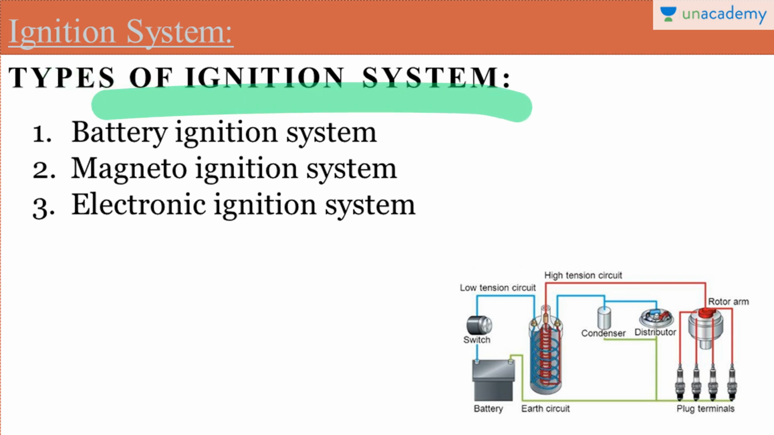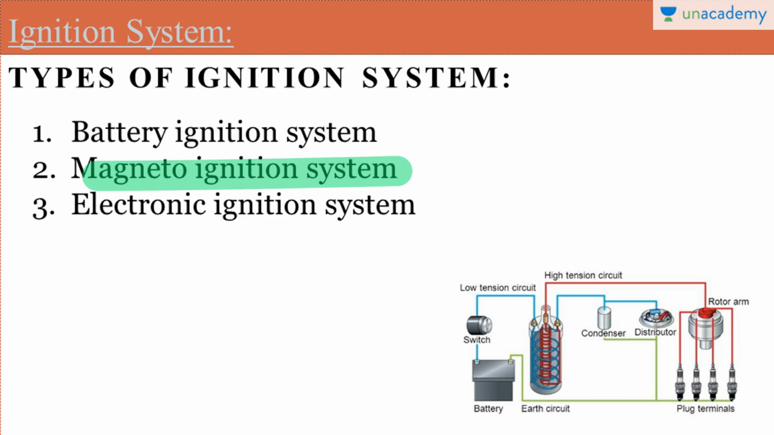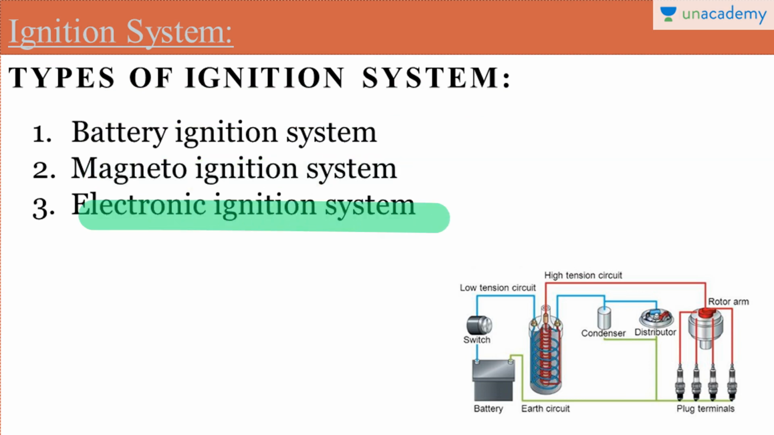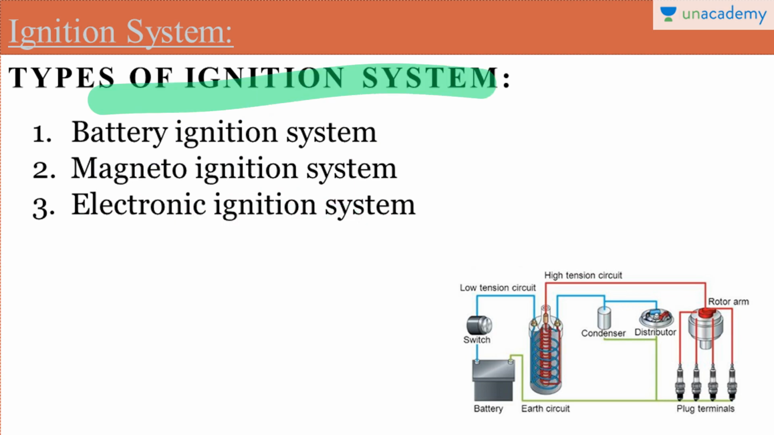These types of ignition system are: the first type is the battery ignition system, the second is the magneto ignition system, and the third is the electronic ignition system. So these are the main types of ignition system, and I will explain all three types in upcoming lessons. These are the basic types of ignition system we have to study in this particular course. So this is all about the introduction of the ignition system, the basic requirements, as well as the types of ignition system.